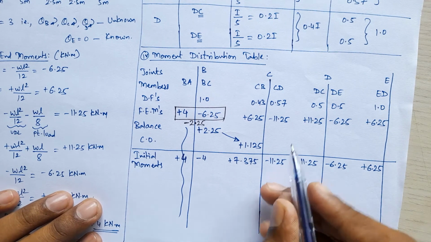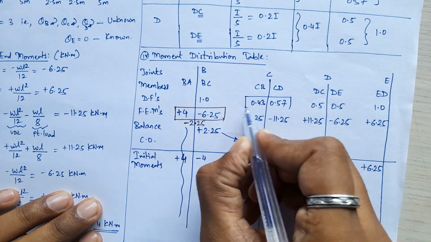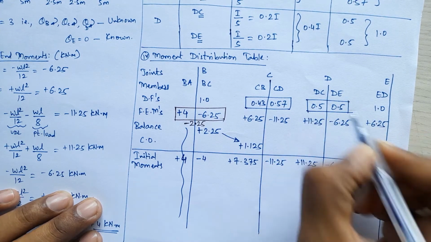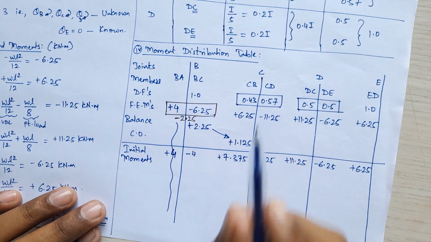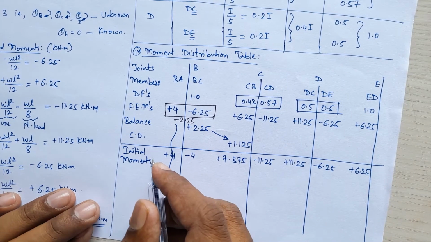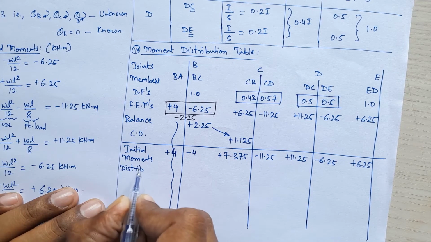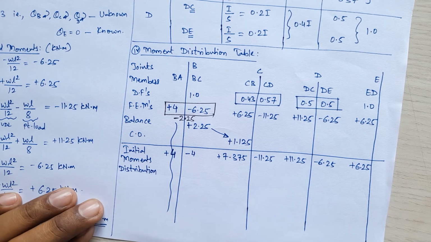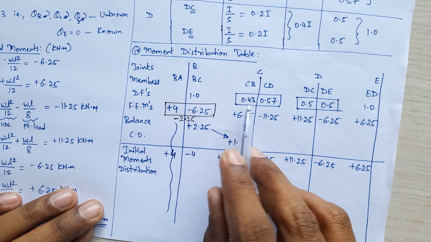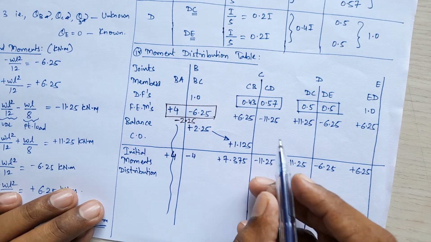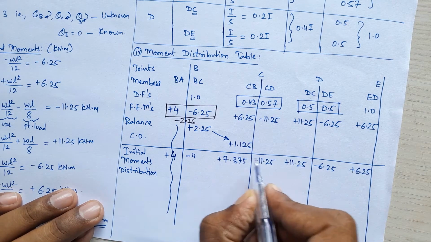Now what I have to do? I have to distribute these moments according to the distribution factors I have calculated. See properly how to distribute the moments. After the initial moments, the next part will be your distribution. Now, the distribution of which moments do you have to do? For which you have calculated the distribution factors.